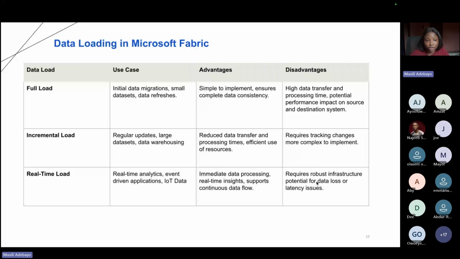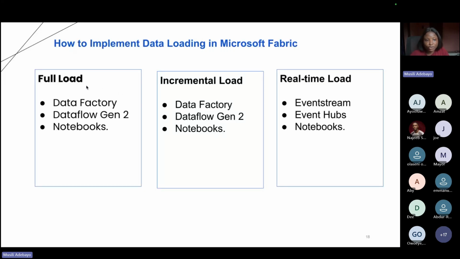I've actually mentioned the load types before, but if you are doing a full load, you probably will be using the Data Factory, Dataflow Gen2 or a notebook to load for the first time. For incremental load, it's almost the same, but for the real-time load, this is where it's actually very different. It's a totally different item within Microsoft Fabric. We have the Eventstream, we have the Event Hub, and you get to use the notebook to load data into Microsoft Fabric.